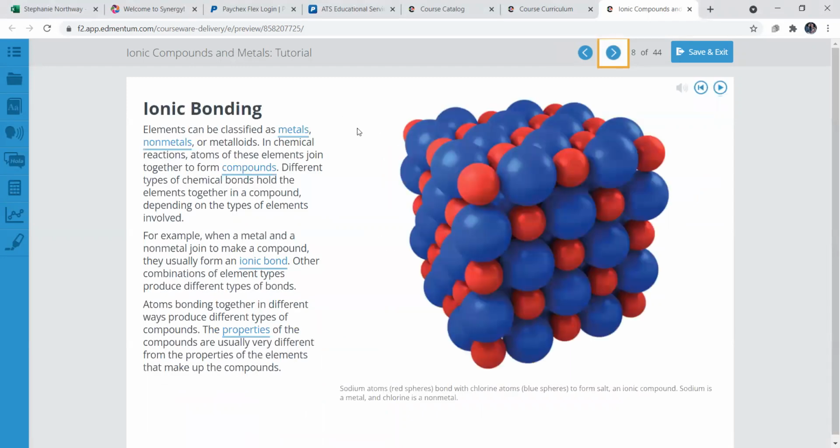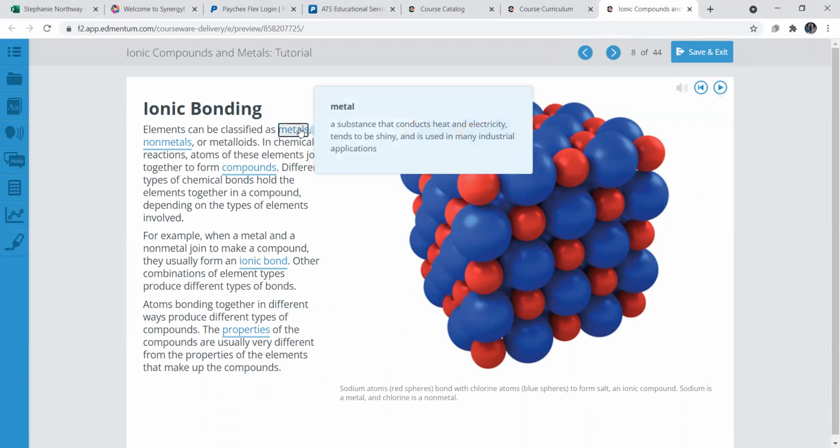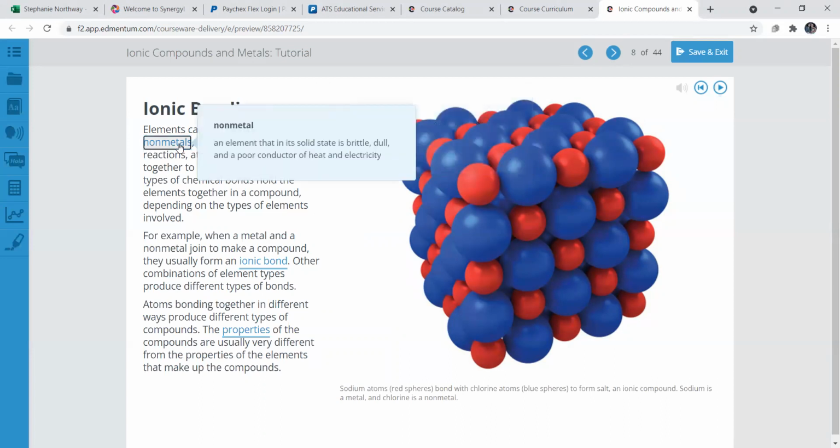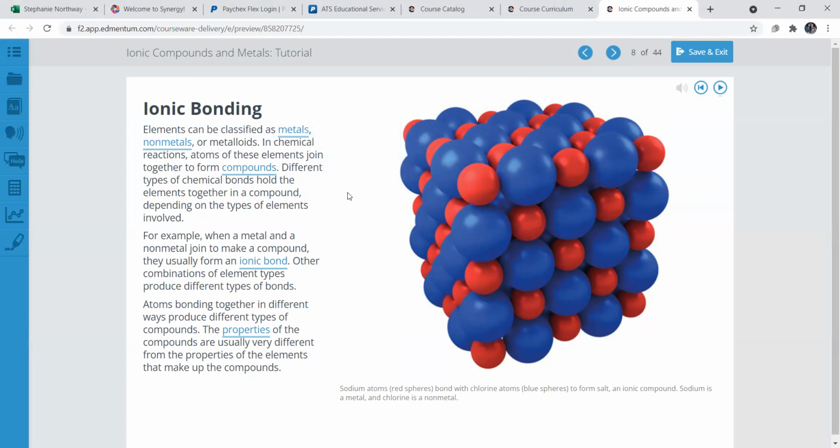Ionic bonding. Okay, so let's just briefly read the definitions. Metal, a substance that conducts heat and electricity. So think of it, it tends to be shiny and used in many industries. Think of a gray shiny object, something like that. Conducts heat and electricity. They're good conductors too. Non-metals are solid in state, brittle, dull, and poor conductors of heat and electricity. That's the main difference between the two as well.